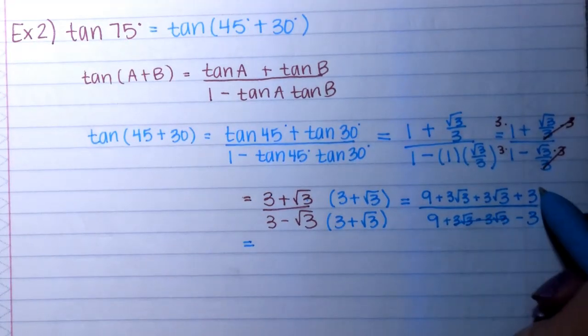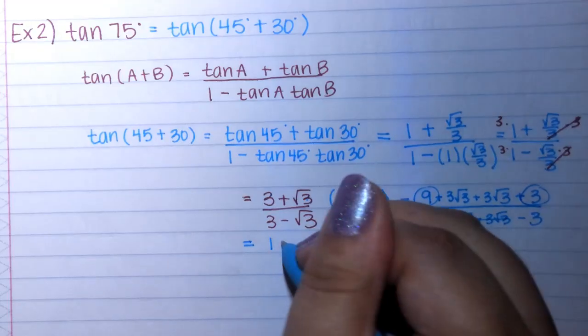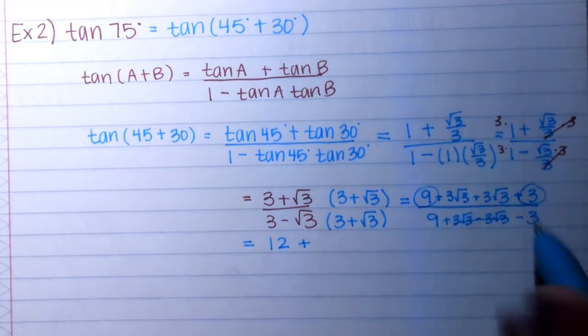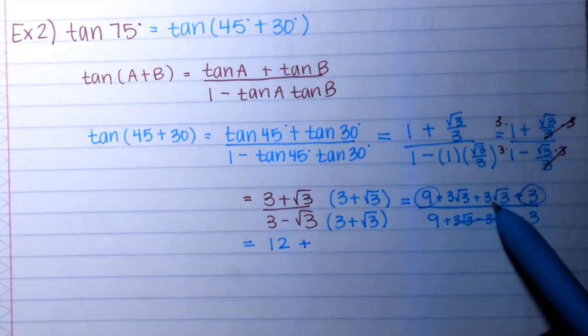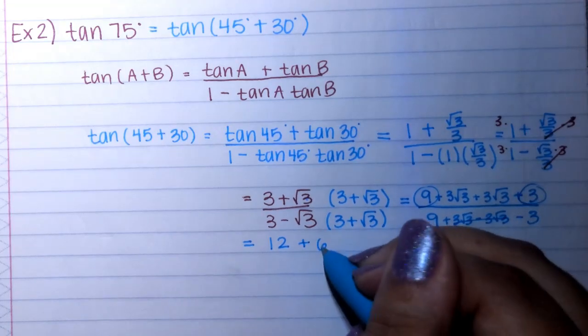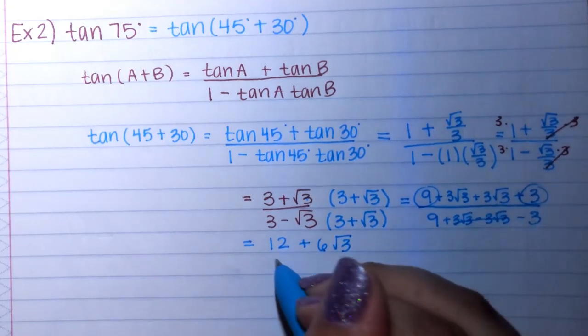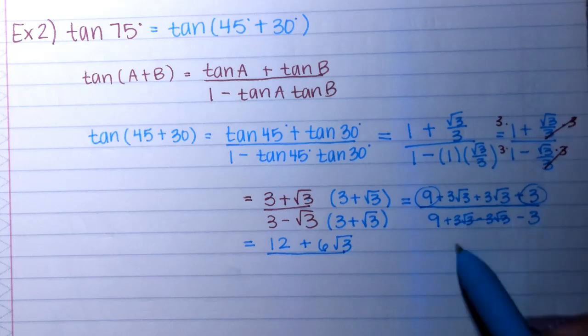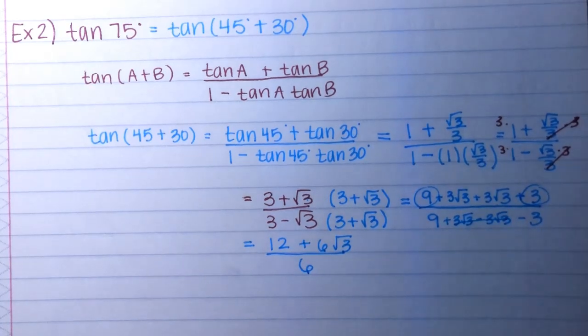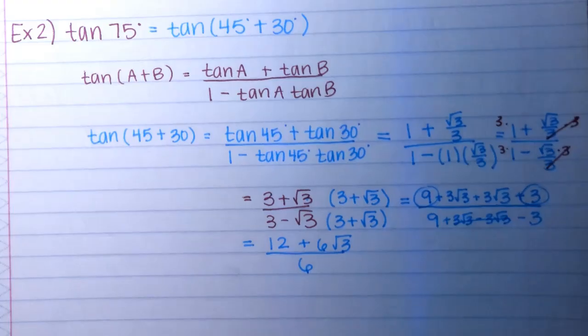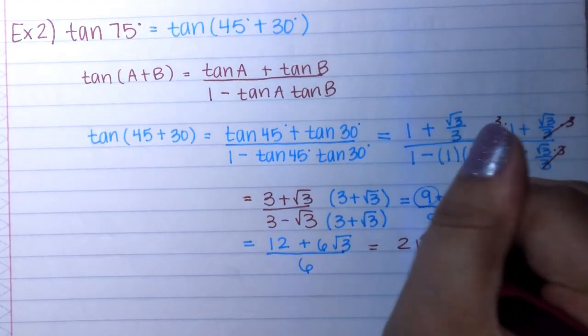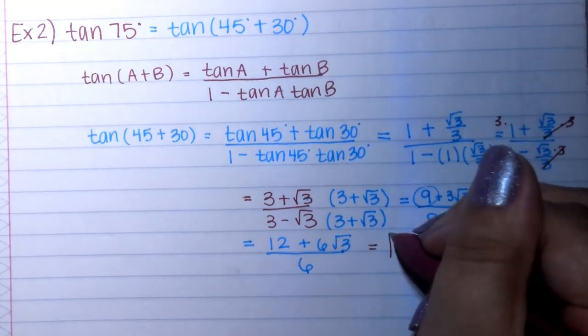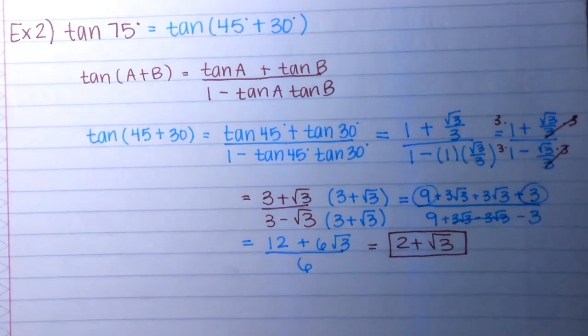That's going to give me 9, 10, 11, 12. Plus what? What's 3 square root of 3 plus 3 square root of 3? 6 square root of 3 over 6. I can simplify. What's 12 divided by 6? And 6 divided by 6? So this is just 2 plus the square root of 3. If you were to put a 1 out front, that's fine.